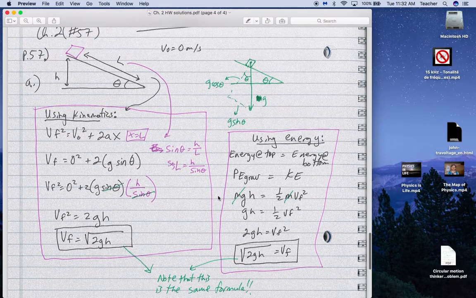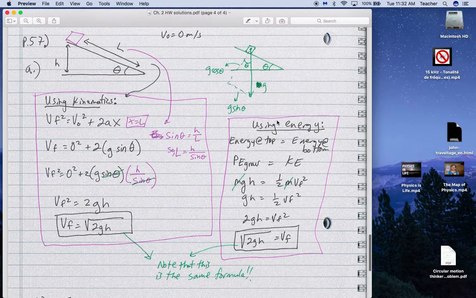And I did this one in class already also. So you could think of this a couple different ways. Use this to get the acceleration of g sine theta downhill, and use that to solve for the length. I'll use the trig over here to solve for the length, which is h over sine theta. Note, the physics works whether you use energy or kinematics.